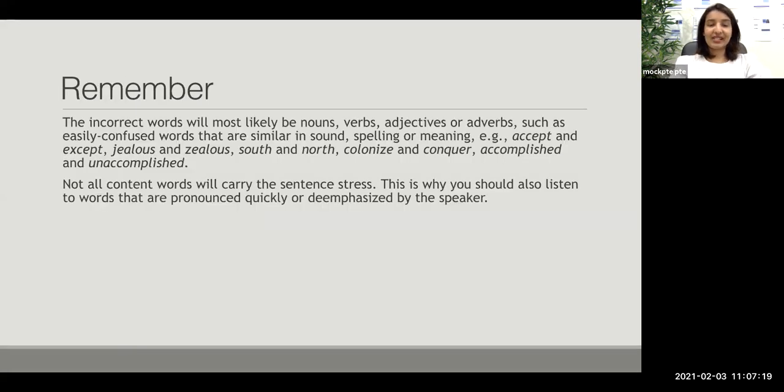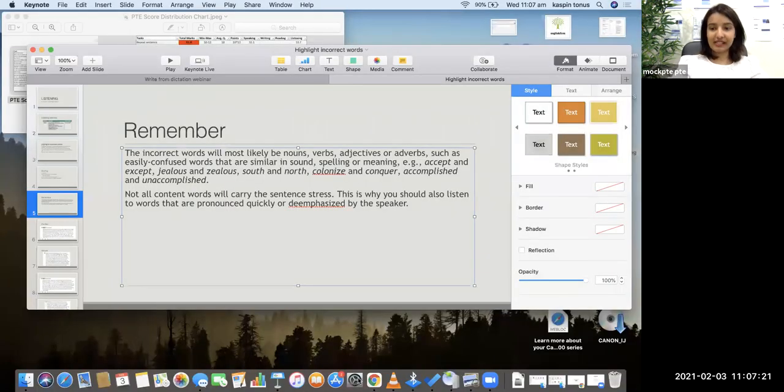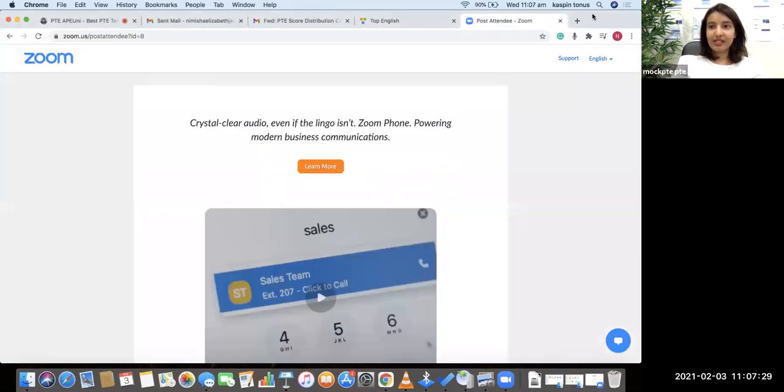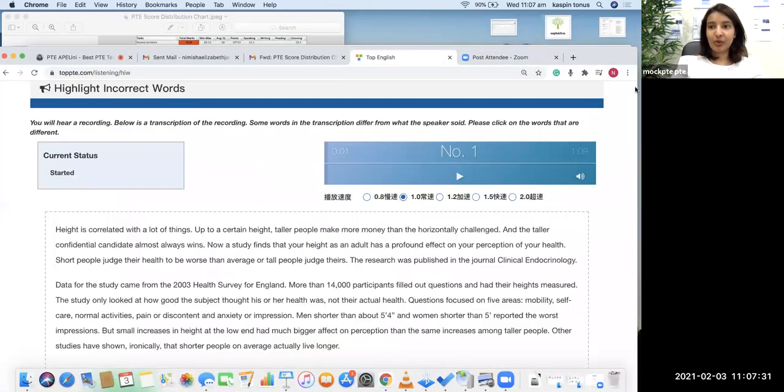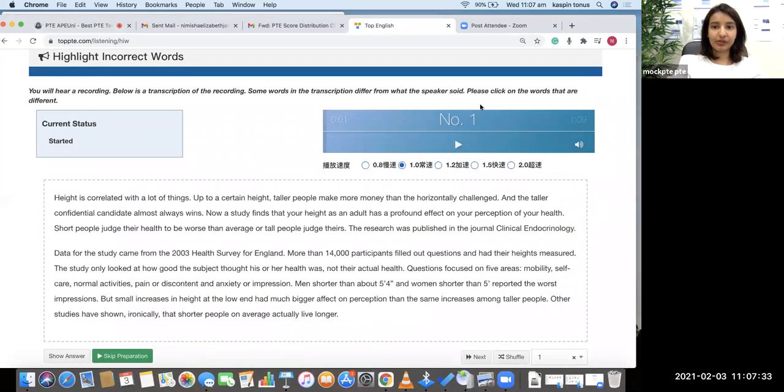All right. Okay, so let's do a question so you can see how you're supposed to tackle this task. In this question, you will be listening to an audio, and then you have to click on the words which are mismatching to the audio. I'll just do one question with you so you can see how it looks. Okay, so I'll restart this.